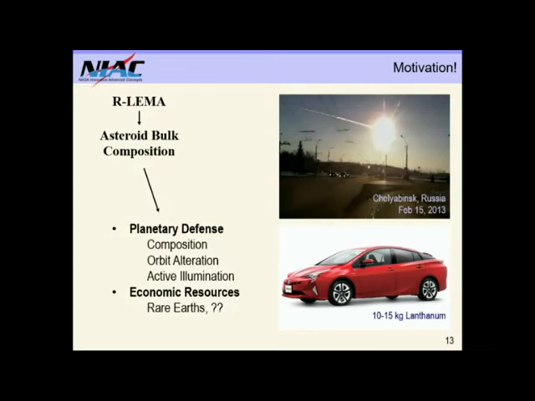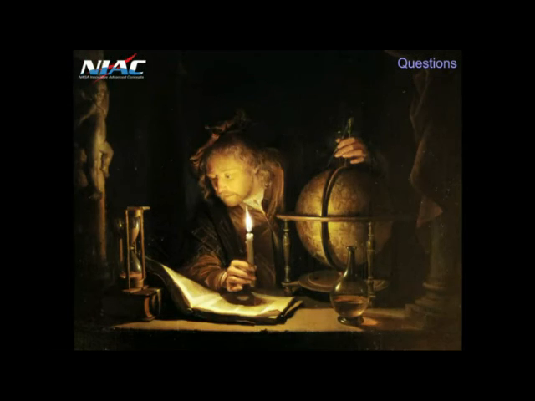But the last one there, a lot of people are starting to think about mining economic resources from asteroids, and in particular rare earths. For instance, 10 to 15 kilograms of lanthanum from China go into every Prius. And so there are many considerations there, perhaps, that might help pique the interest of funding agencies. And so that's my view of what our LIMA system might look like, and I'll take any questions you might have. Thanks.